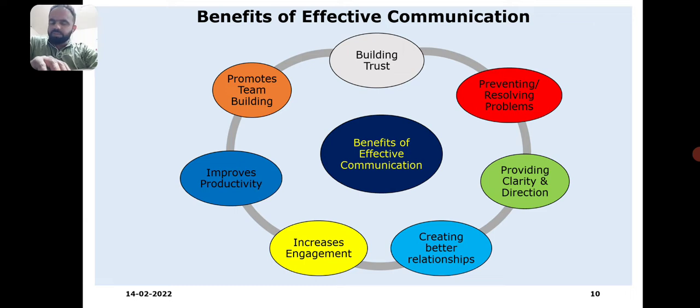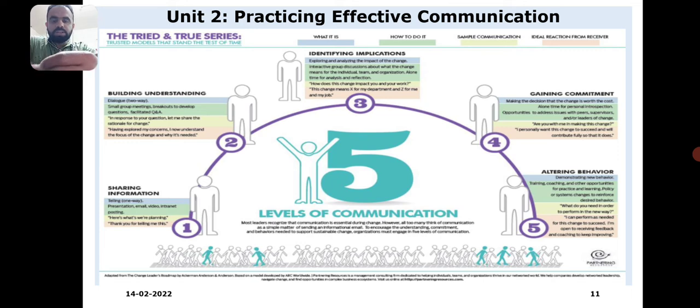So yesterday we stopped at the benefits of effective communication. We have seen the different areas and issues with communication, and how it benefits when you have effective communication, in the last class. So today, continuing it, we'll move on to unit 2, wherein we'll see how we can practice effective communication in our daily lives, or maybe where we work, or in our colleges or in our work locations.